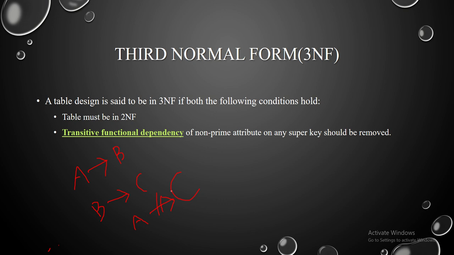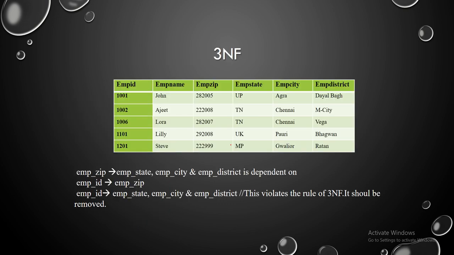Okay, now I'll explain the same concept with one example. Listen here: employee ID implies employee zip code. Employee zip code, that means the postal code, determines employee state, employee city, employee district, that we know very well. Employee ID decides the employee zip. Employee zip code decides the value of these three attributes: employee state, city, and district, right? And then employee ID determines the value of employee zip.